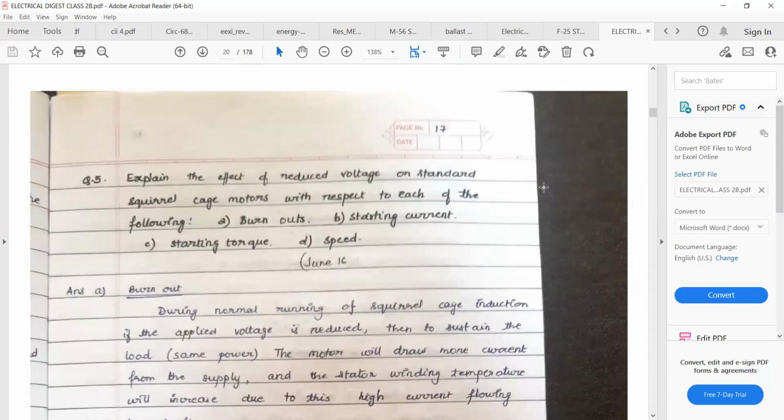Yes, sir. Okay, this is the last question we are going for today. And the question is, explain the effect of reduced voltage on a standard squirrel cage motor with respect to the following: burnout, starting current, starting torque, and speed.